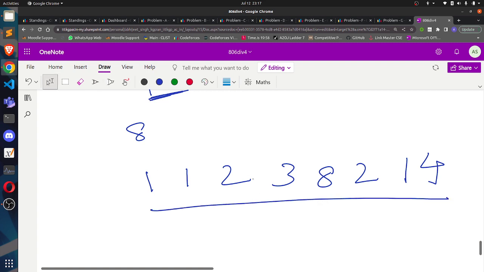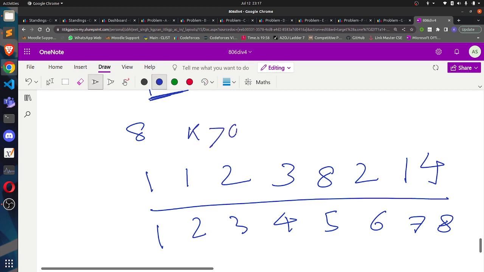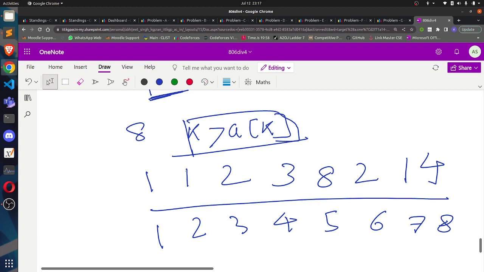1 1 2 3 8 2 1 4. So I am storing the indices i for you: 1 2 3 4 5 6 7 8. So the positions where, in all the elements, we have a condition like k greater than A[k], if k is any index, what I will do is store all such things in a pair of vectors.